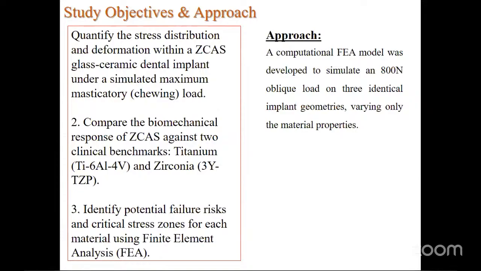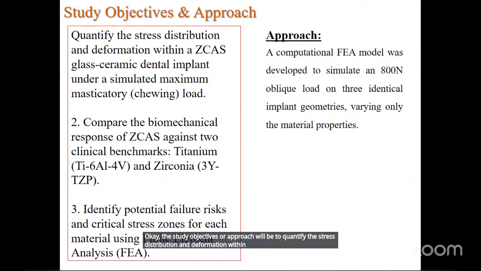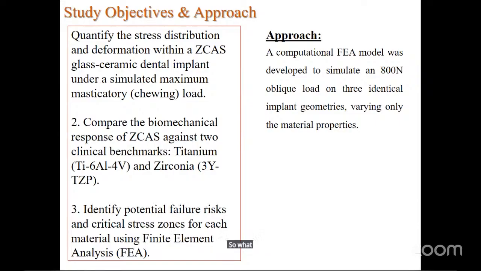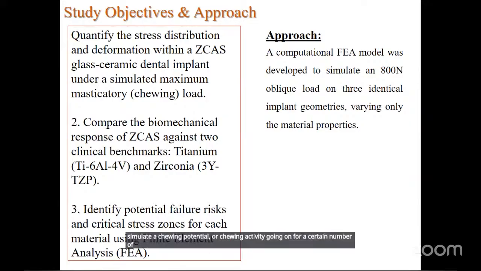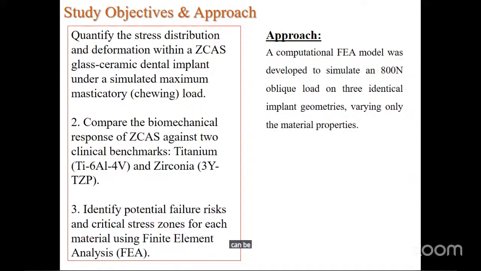The study objective or approach will be to quantify the stress distribution and deformation within a zinc calcium aluminium silicate glass dental implant under simulated maximum chewing load. We are going to simulate chewing activity going on for a certain number of days to see how these different materials will react, and then we'll be able to conclude if our zinc calcium aluminium silicate glass can be used for this activity.